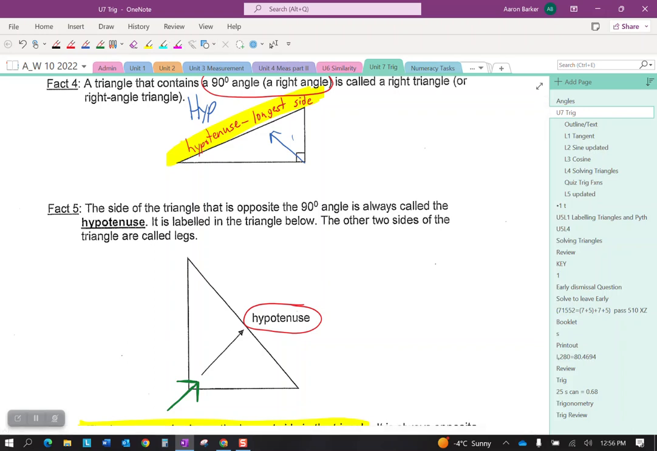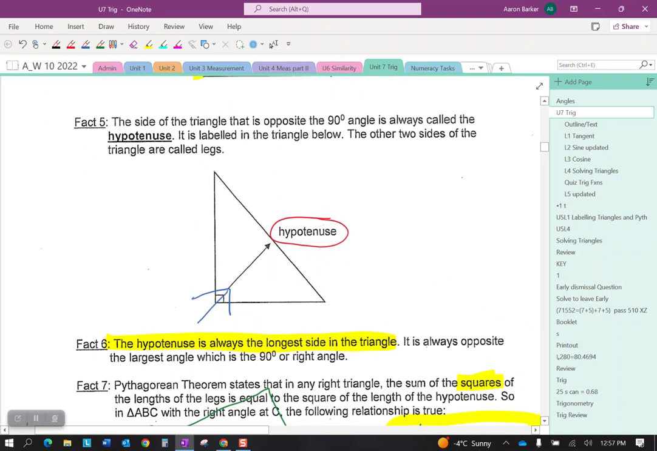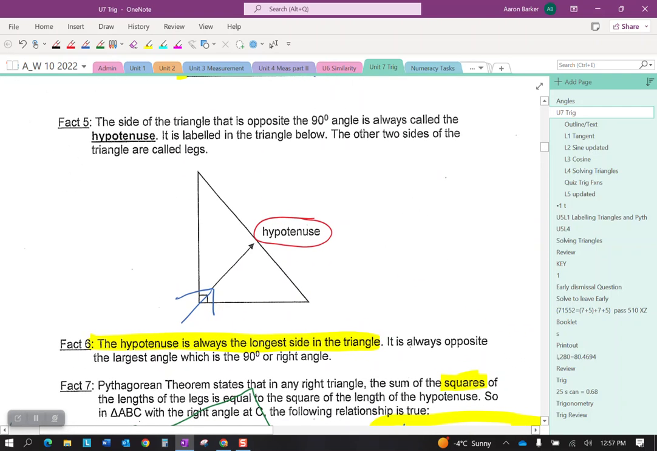So once we have the hypotenuse labeled, and we label it by drawing that arrow. Okay, and here I have it, the 90-degree symbol already looking like an arrow. So this arrow is pointing to the hypotenuse. So important. Okay. So since it's the longest side, it's always opposite the largest angle, which is 90.